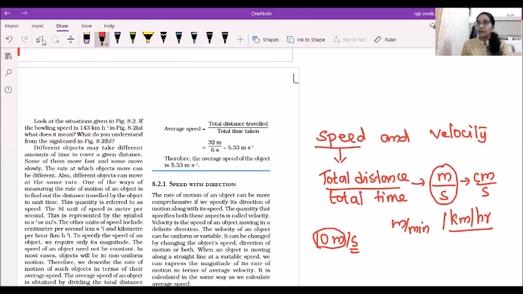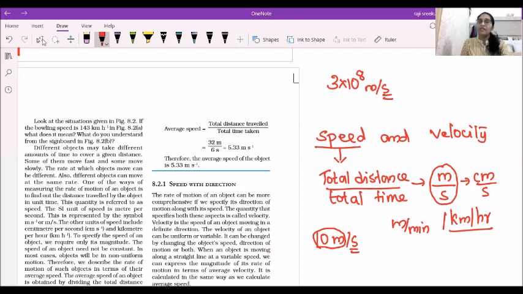You know the speed of light is 3 into 10 raised to 8 meter per second. That means in 1 second light can travel 3 into 10 raised to 8 meter. That means after 3 you have to keep 8 zeros. So that much fast is light. So speed tells how fast or how slow an object moves. It is the distance covered by an object in a specific interval of time.